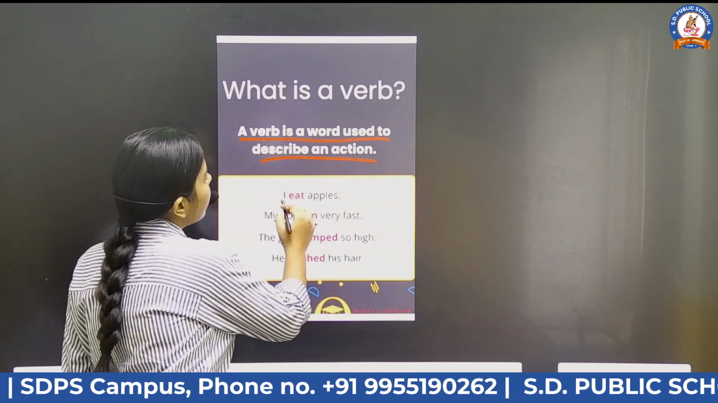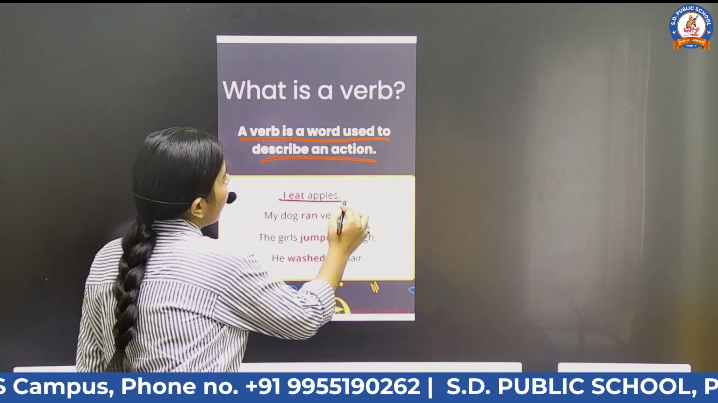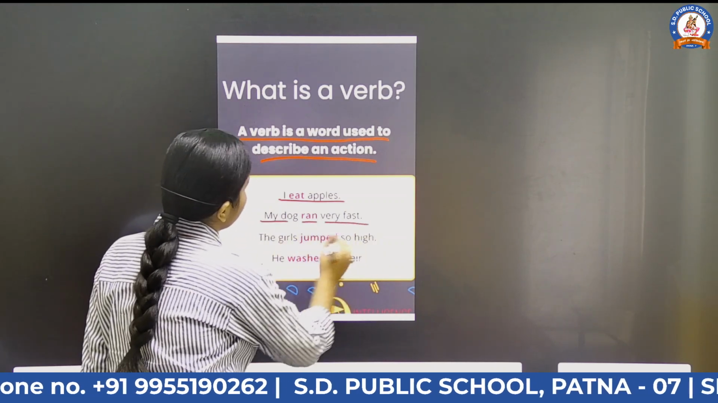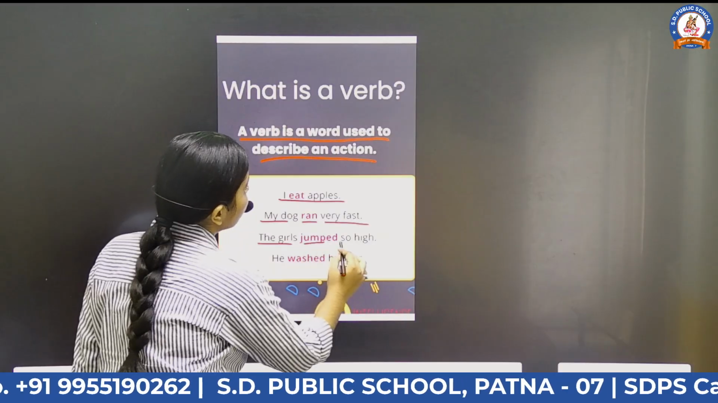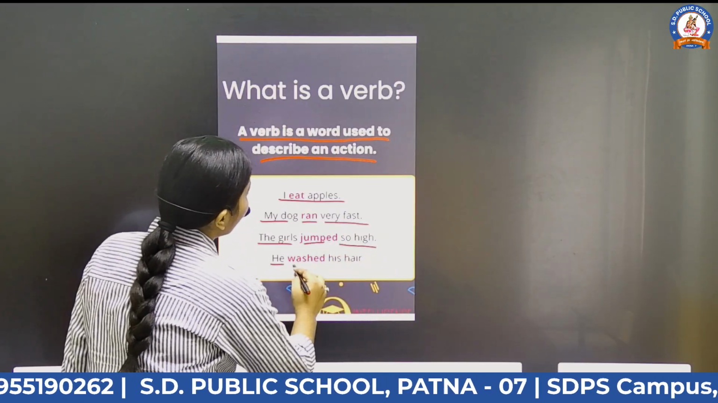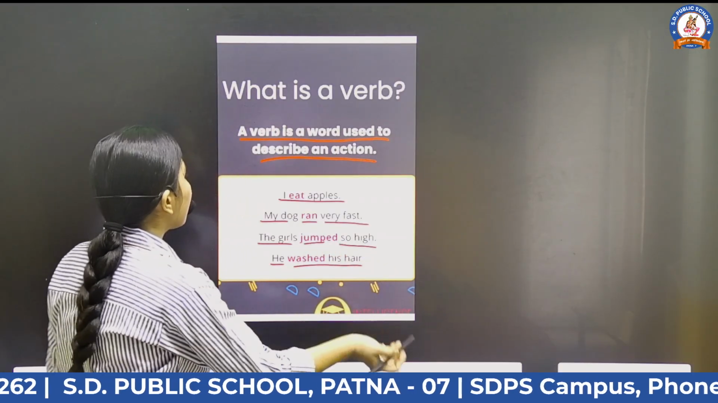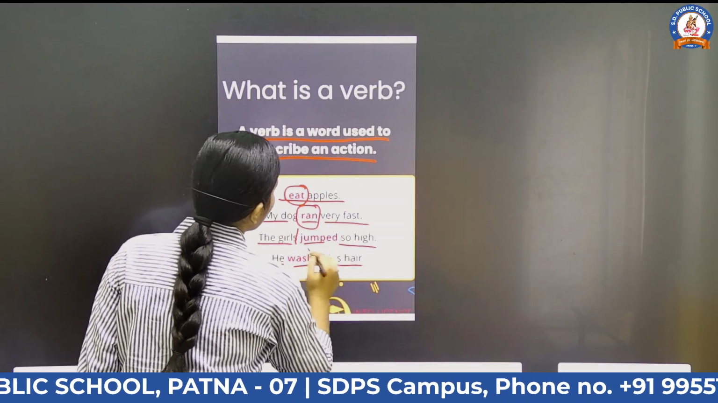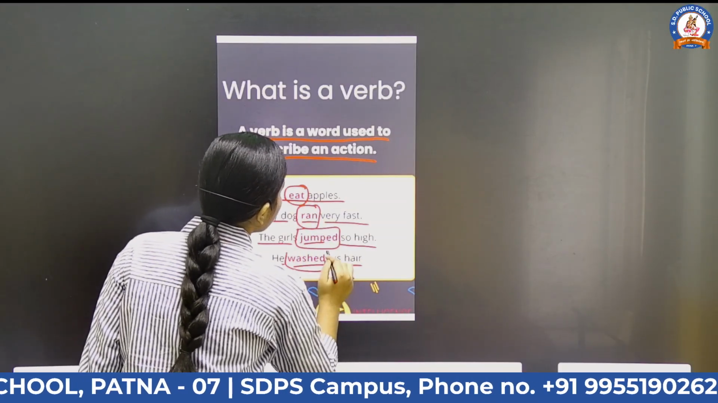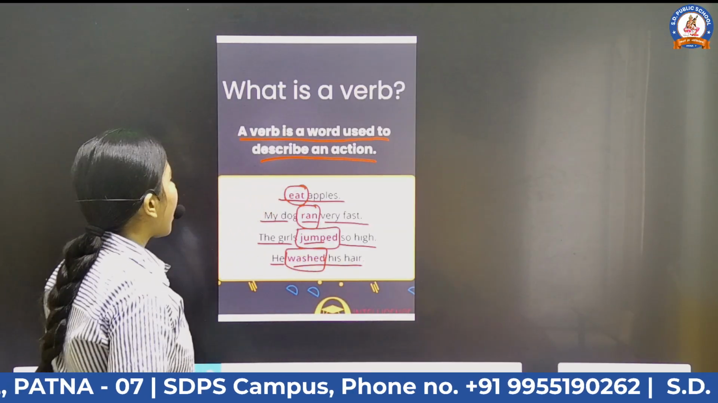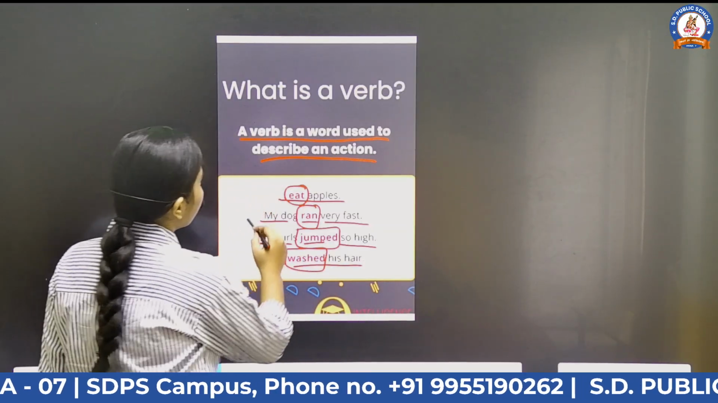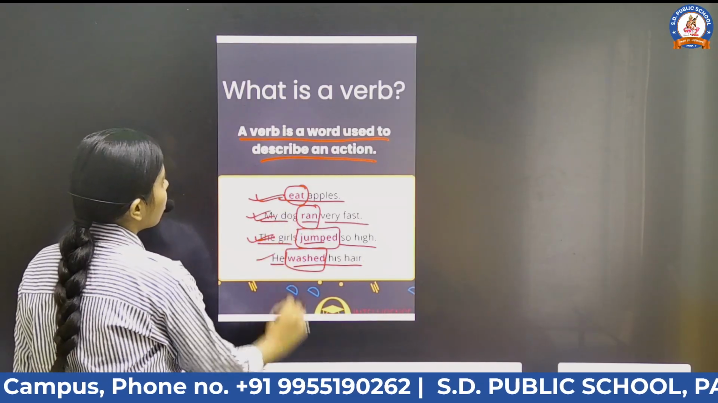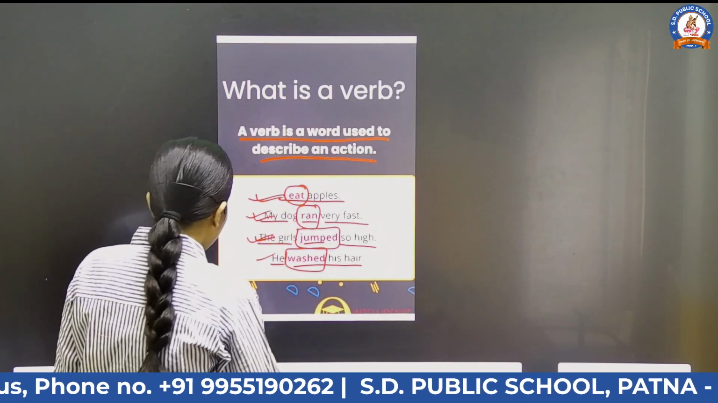For example, we see: I eat an apple. My dog ran very fast. The girl jumped so high. He washed his hair. You can see clearly here that the words eat, ran, jumped, washed all are showing the action of the noun or pronoun in all these given sentences, right?